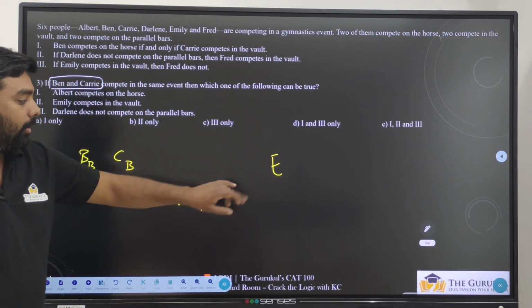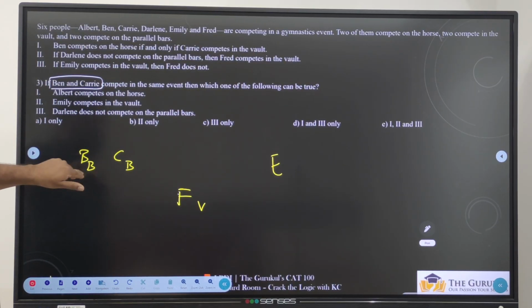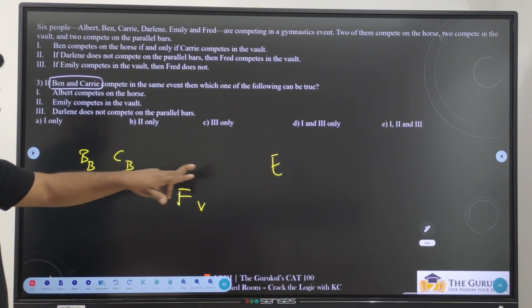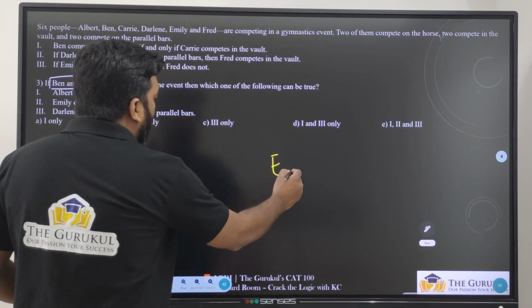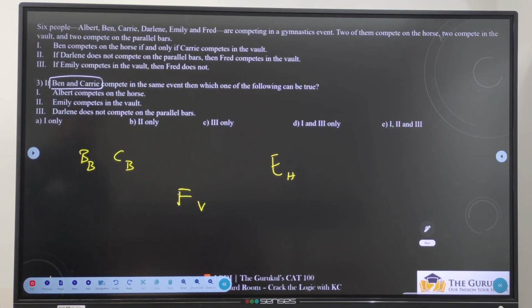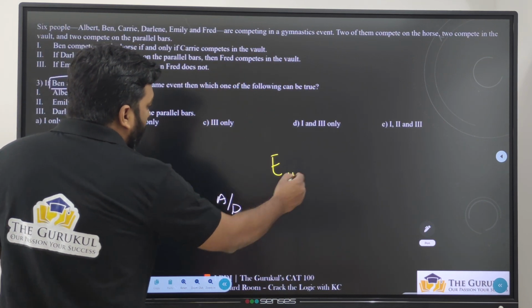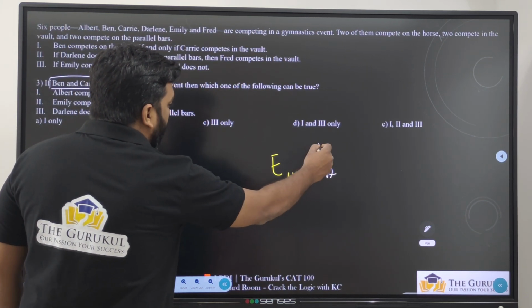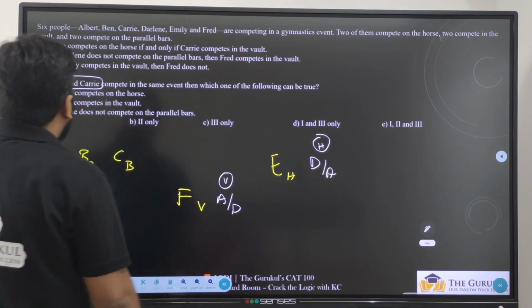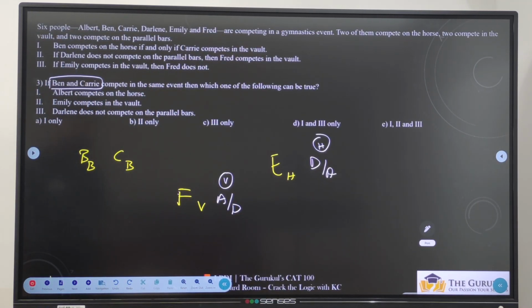If E is not coming in vault, it can't come in bars because 2 people are already occupied in bars. The only option left out is E should come in horse. Yes or no? If E is coming in horse, we are left out with 2 people. So A or D can come here, D or A can come here, in horse, in vault. Which of the following can be true?